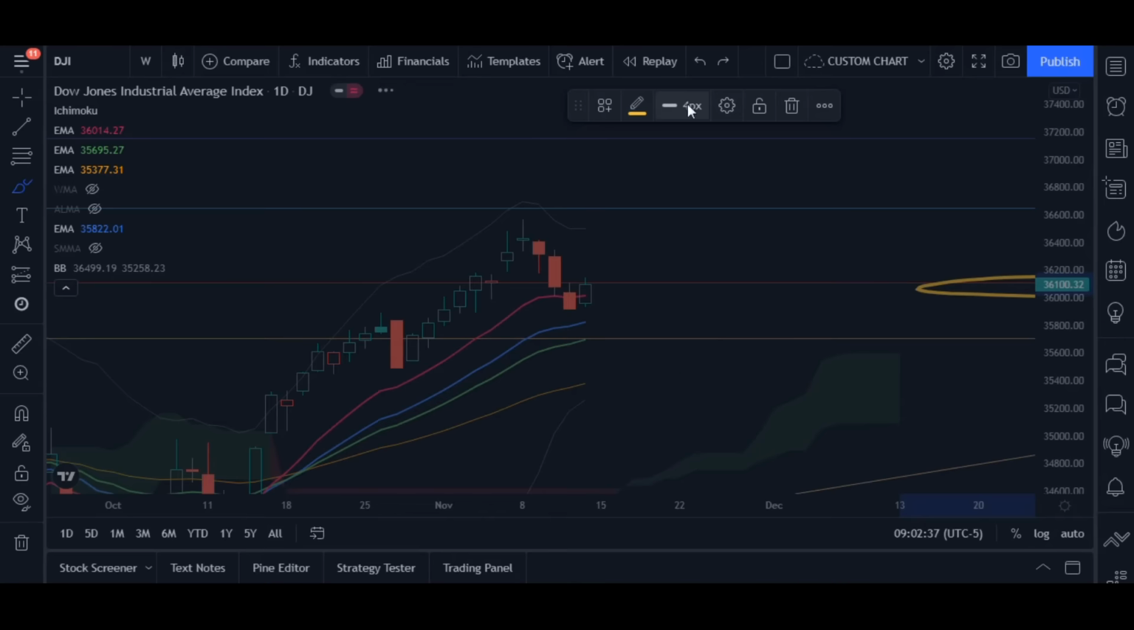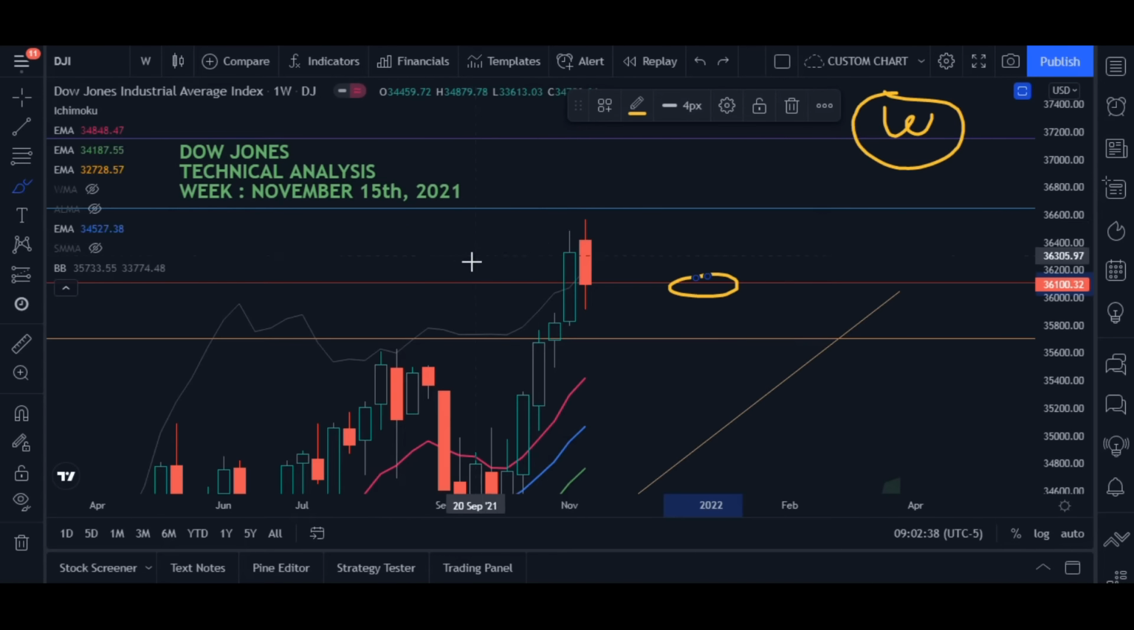Anyways, we were on the weekly chart. So on this weekly chart, let me first talk about this candle that was formed for the week of November 8th. It is a bearish candle, a heavy bearish candle, but it's in the bull trend. A bearish candle in a heavy bull trend is an indication that the market is going to rest.